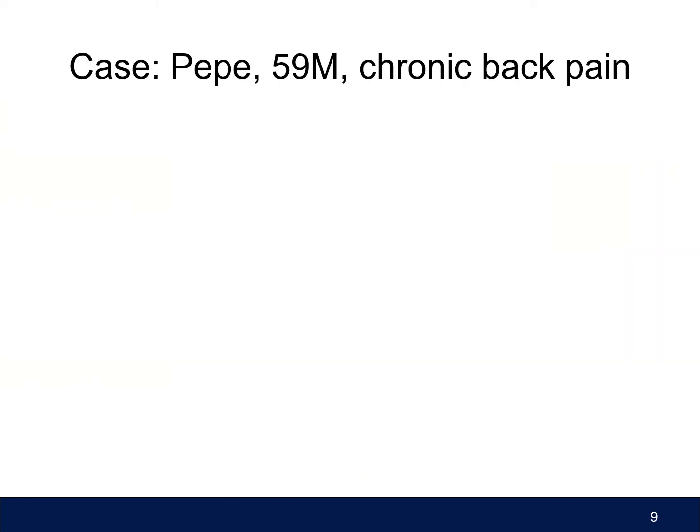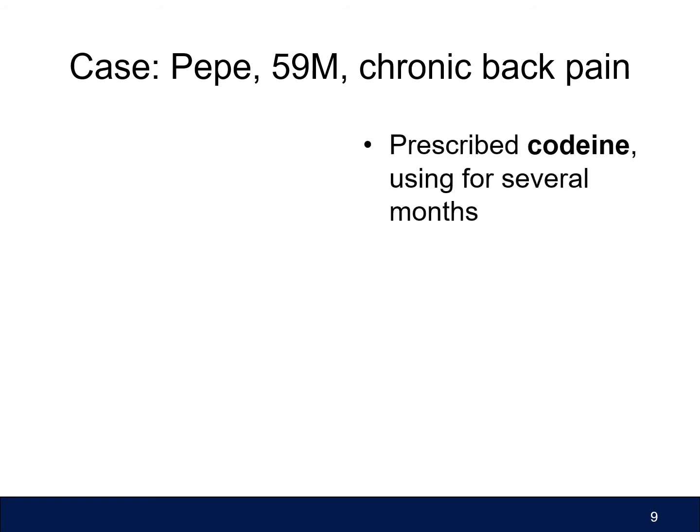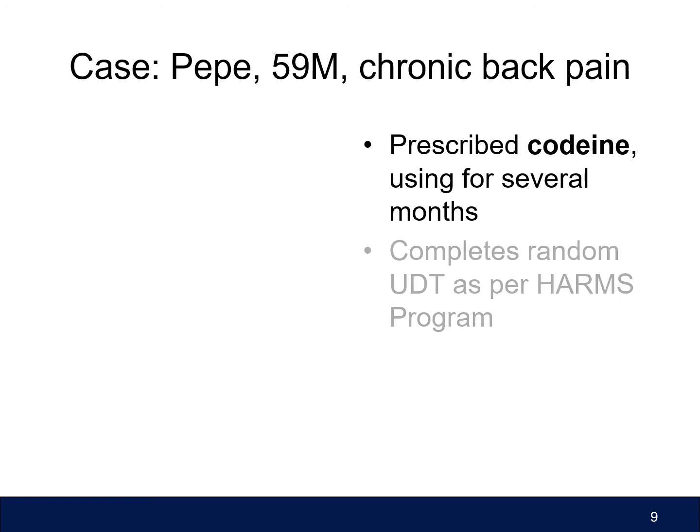You have a patient, let's call him Pepe, and you prescribed him codeine for his chronic mechanical back pain. He has been using it for several months now. Because your clinic uses the HARMS program, you have him complete a random urine drug test to identify his compliance or to identify other non-prescribed substances he is using concurrently.